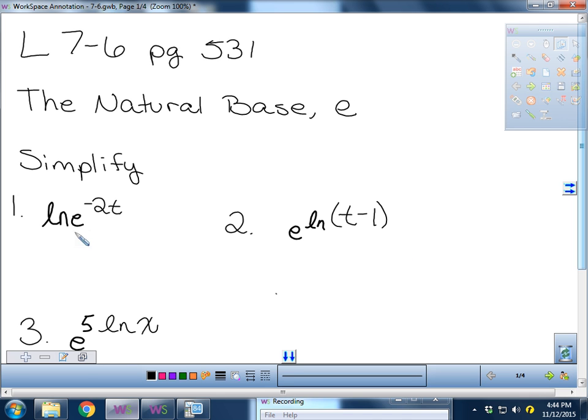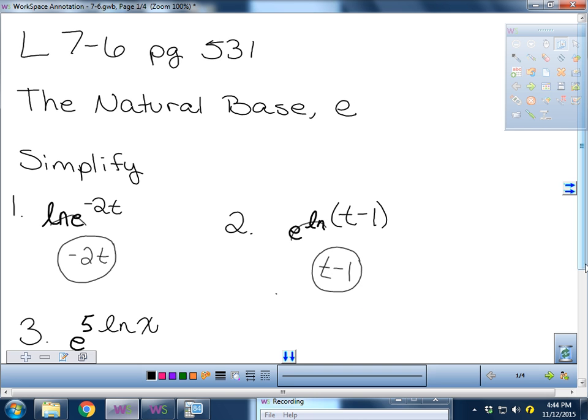So what you need to know is that the number e and a natural log are inverses. So anytime that you have them stuck together like this, they cancel out. So ln and e are going to cancel, and that just leaves you with negative 2t. E is always raised to something. So this would be e to the ln of t minus 1. So e and ln cancel, and the answer is t minus 1.